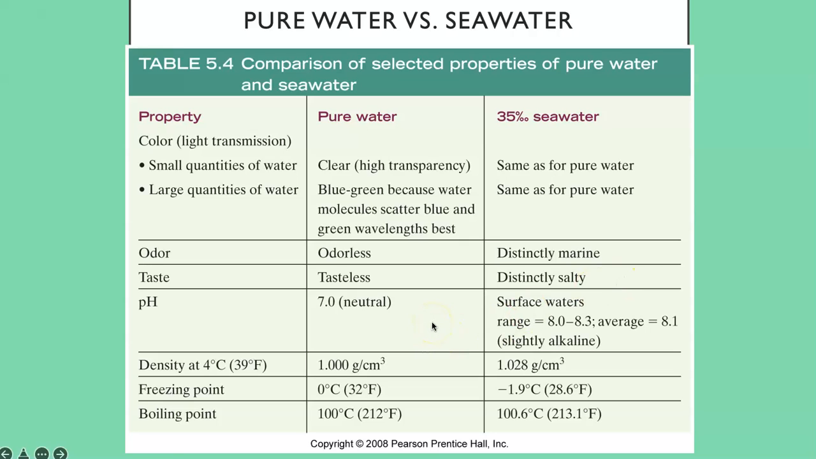The pH, or the acidity of water, is 7 for pure water and somewhere around 8 for seawater. So actually seawater tends to be a little more alkaline than pure water, and we're going to talk about that feature in the next video. The density of ocean water is also higher than pure water, and that's because the salts add some mass to the water. The presence of salt also decreases the freezing point and increases the boiling point.